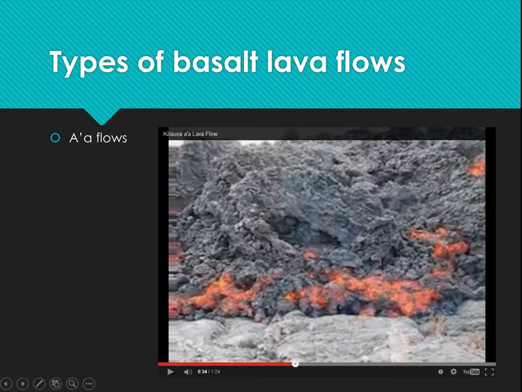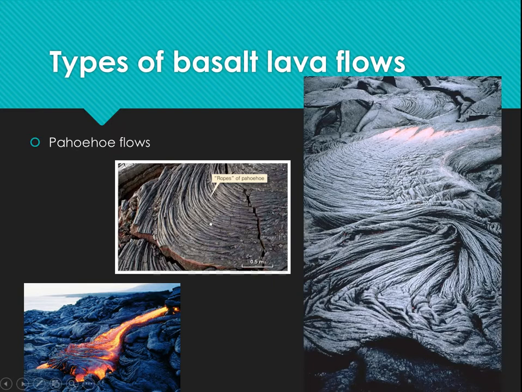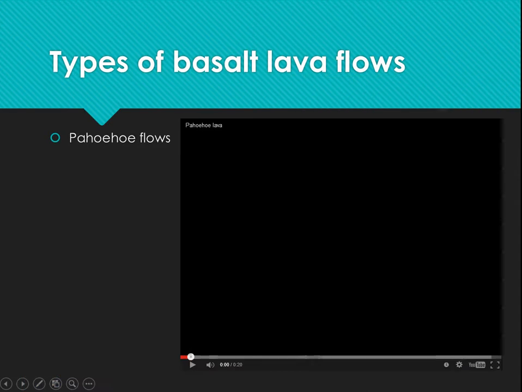Now your lower viscosity is called a pahoehoe flow. So pahoehoe, or ropey lava, tends to cool on the top, and then the top of it kind of curls up against each other.